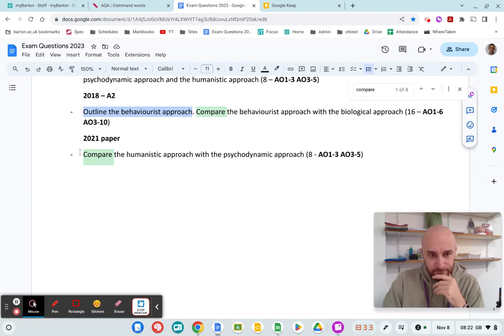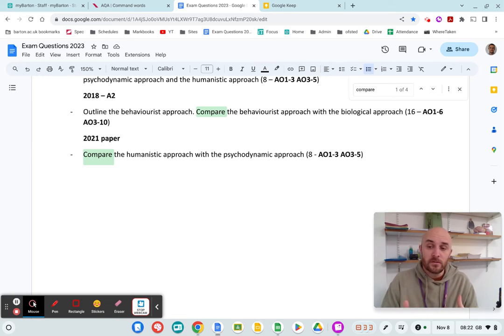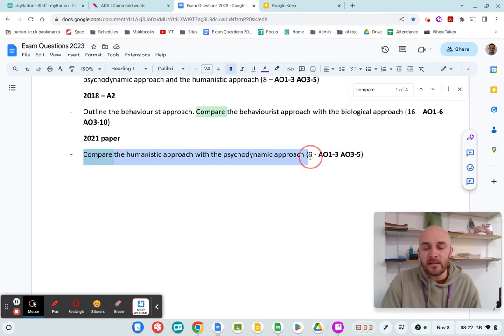Have a look at this one here. This one has no outline. It just jumps straight in: compare humanism with psychodynamic. And yet students still write massive amounts of AO1, when actually AO1's not relevant here. Yes, AO1 does come up there, but all you'd have to do for this question is write three or four comparison points. That's all you would have to do. No outline, no descriptions of these.